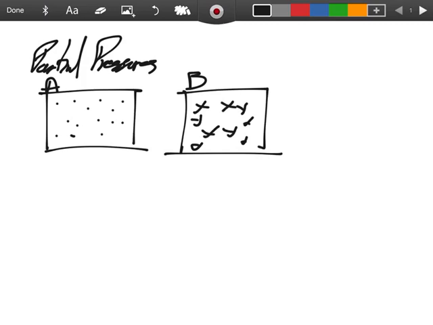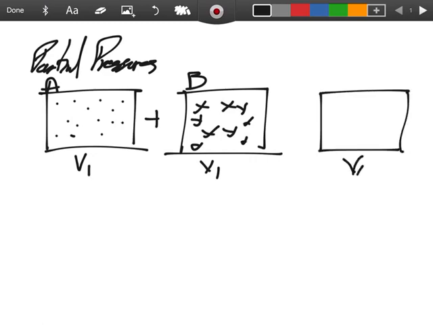But since they are gases, that means that they can be mixed easily, right? I can perform a mixture in the same volume in which they are contained. If I keep the volume the same, I can perform a mixture of the gases. I can put A plus B, and what I will have is a lot of dots coexisting with a lot of crosses, and they're going to be very happy. There is no problem with that.